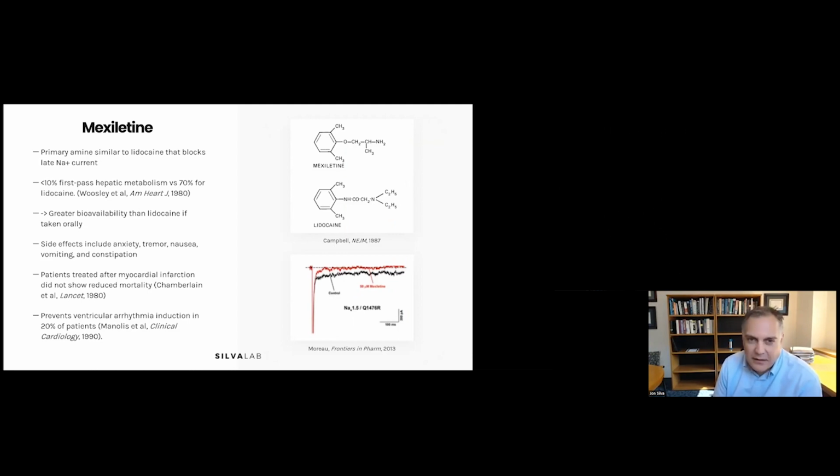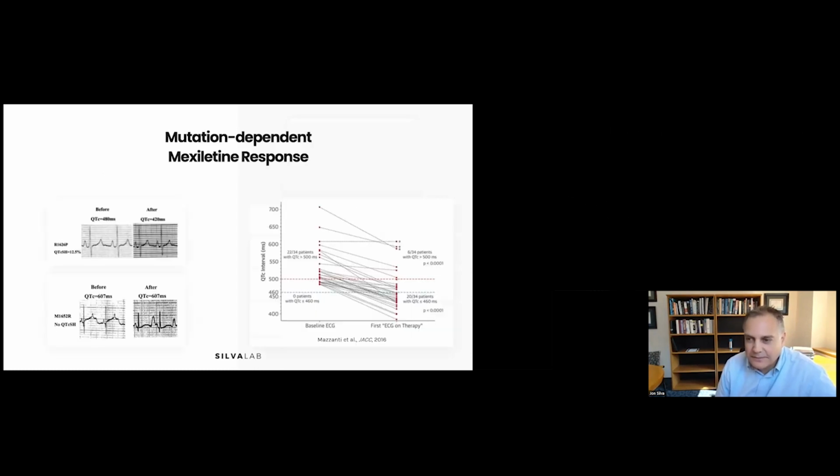In the 70s, mexiletine was developed, and it does not get metabolized as quickly. So it's available for patients to take orally. So they can get sent home with mexiletine. And you can see here that mexiletine is actually quite a potent late current blocker. So this makes sense that if you have a defect where you have extra late sodium current, if you give a drug that blocks that extra late sodium current, you should be able to address the pathology at its source.